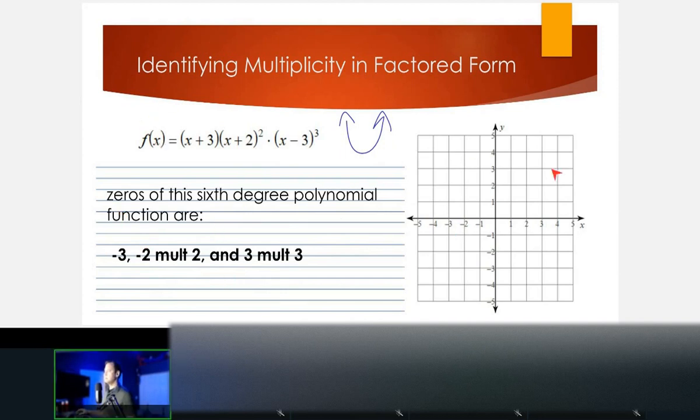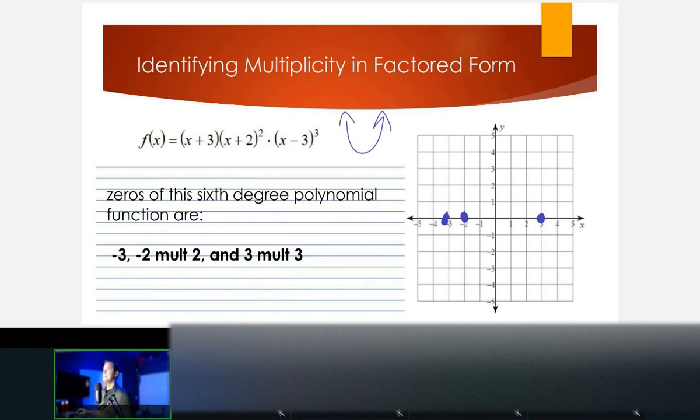All right. So what we're going to do is, on your graph and on your paper, go ahead and do a rough sketch of a graph. We're going to plot these 3 zeros. So we have one at -3. We have one at -2. And then we have one at +3. Okay.